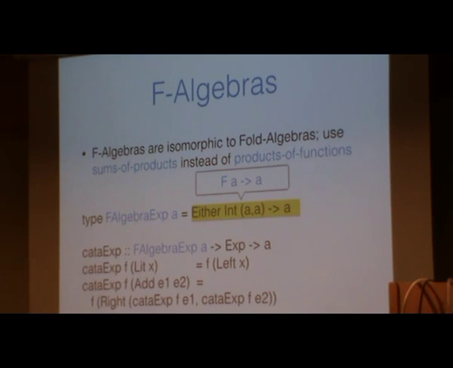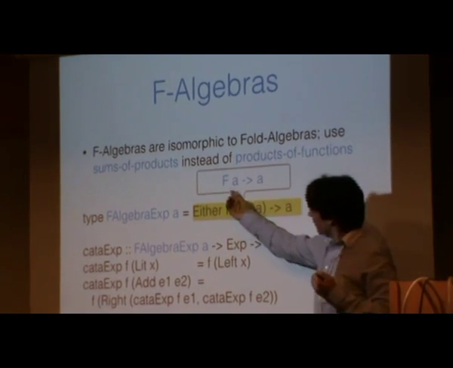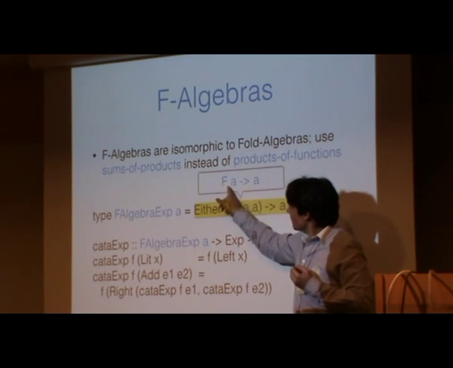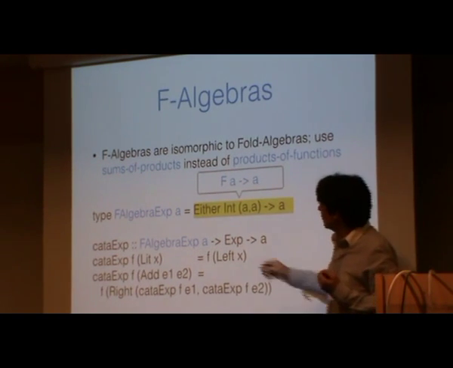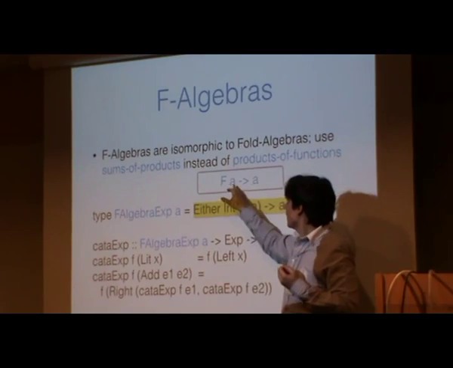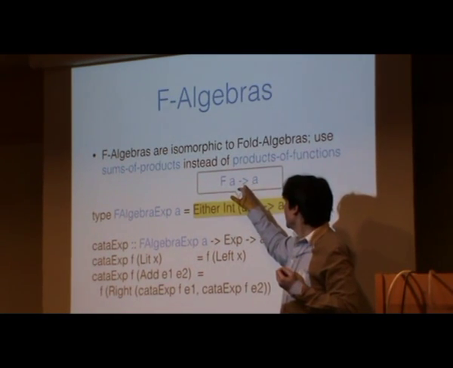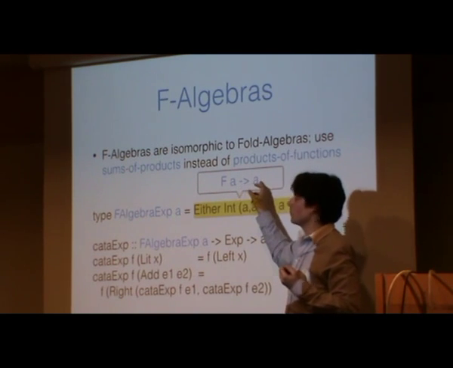But there's a kind of isomorphic representation of an algebra, which is called the F-algebra, where this F here... so an F-algebra has this form. It has some functor F, parameterized by a type A, and this is the input of a function that returns an A.